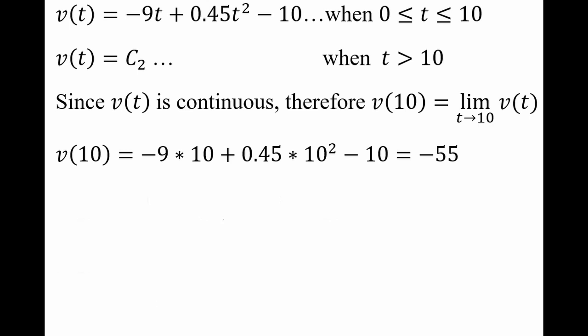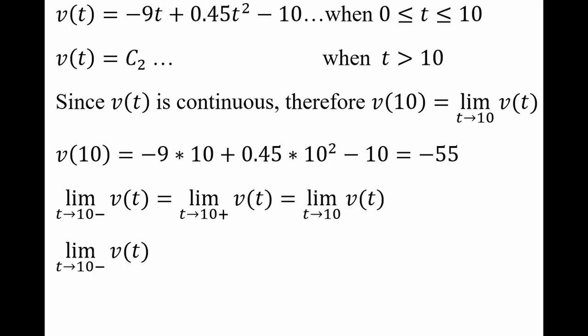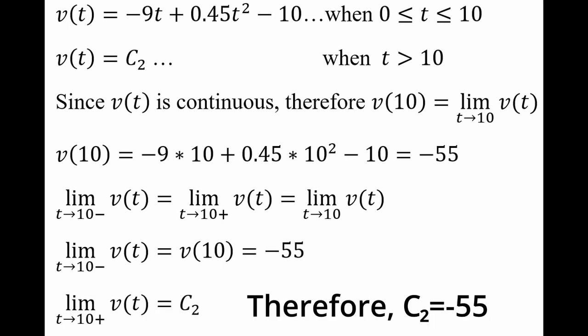When taking the limit of a function on the real number line, in order for the limit of that function to exist, the left limit must equal the right limit, which in turn equals the limit. So the left limit of v(t) equals negative 55. The right limit of v(t) equals c2. Therefore, c2 equals negative 55. So now we have a fully solved equation for v(t).